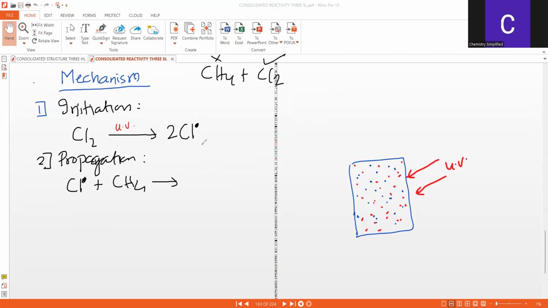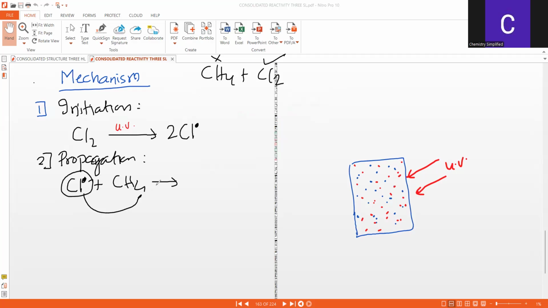And all the free radicals here are highly unstable, and hence highly reactive, because they want to become stable. So because they want to become stable, they need to pair up this electron. The instability is due to the unpaired electron. If they pair up that electron, they will become stable. Hence, here the chlorine free radical will attack methane.